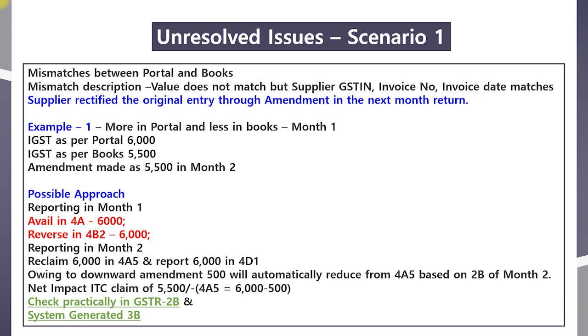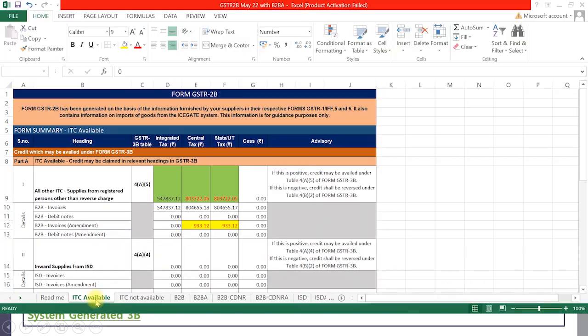Probably going by the rule book, it would be sufficient to avail only 5,500, which would be more a right approach. But because there is an auto population and there is a reverse method of reporting which is insisted, I think we will have to end up doing the reporting this way. Let us check practically a scenario.